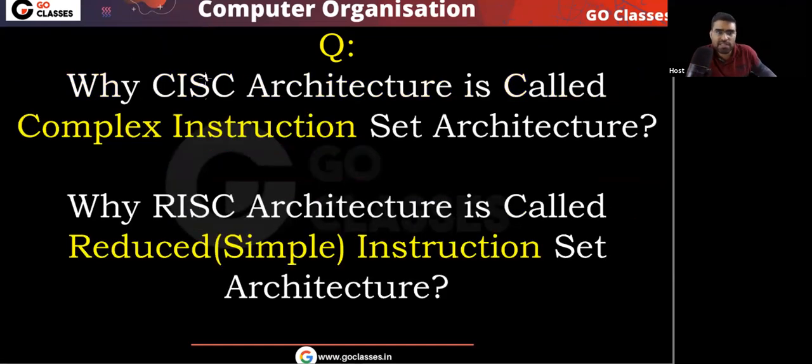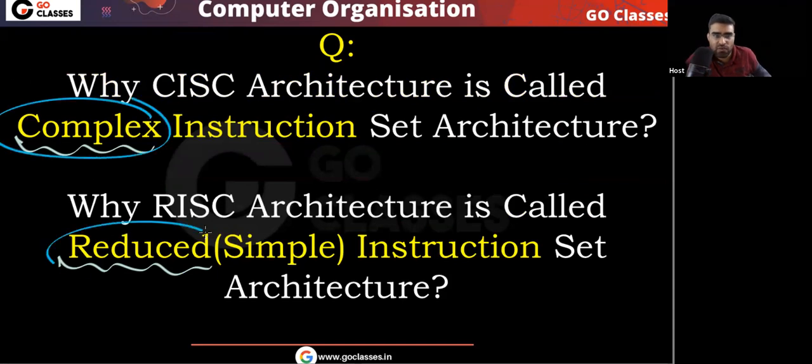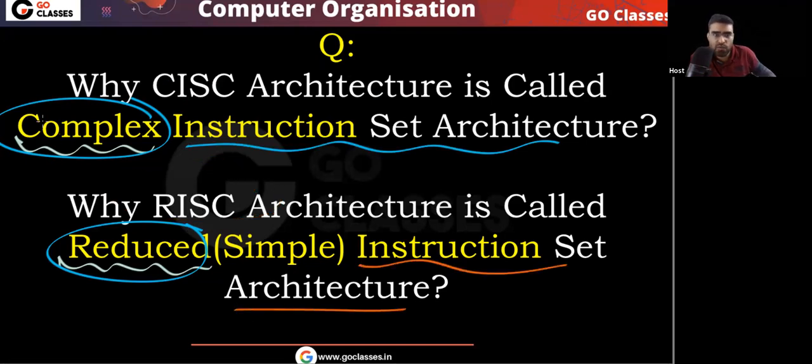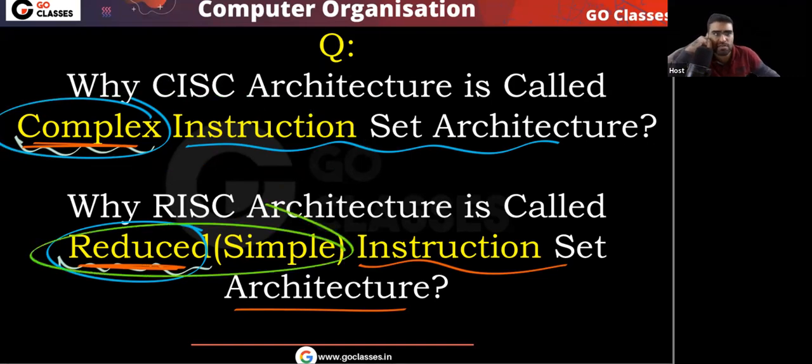Now you might be thinking why we call it complex and why we call it reduced. That is another thing going on in your mind. The full form of CISC architecture is complex instruction set, and the full form of RISC architecture is reduced instruction set. Now, what is the significance of complex and reduced? What does this complex instruction mean, what does this simple instruction mean, what is the difference?